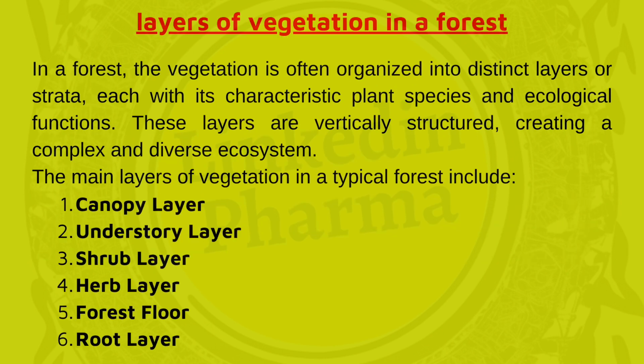Layers of vegetation in a forest. In a forest, the vegetation is often organized into distinct layers or strata, each with its characteristic plant species and ecological functions. These layers are vertically structured, creating a complex and diverse ecosystem. The main layers of vegetation in a typical forest include canopy layer, understory layer, shrub layer, herb layer, forest floor, root layer.